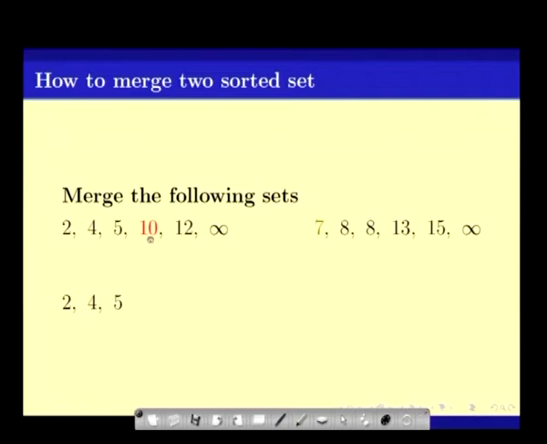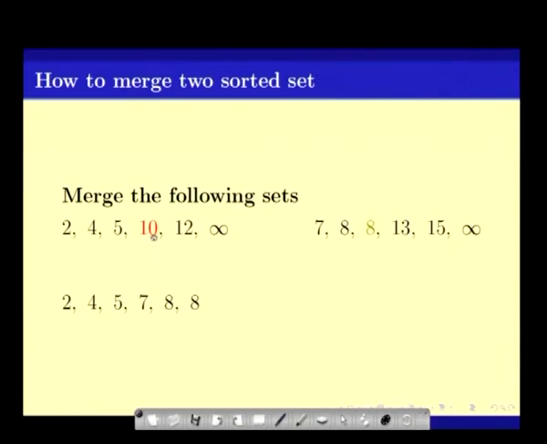Now we have 10 here and 7 here, and we compare 7 with 10. What is the smaller of these two numbers? It is 7. So we output 7, and we move the right marker from 7 to 8. Now we compare 8 and 10, and again 8 is the smallest. So we output 8, and we move our marker from the first 8 to the second 8. Again we compare this 8 with 10, we output the smaller, which is 8, and we move our marker to 13.